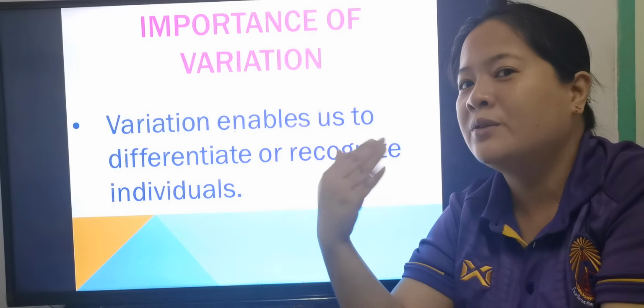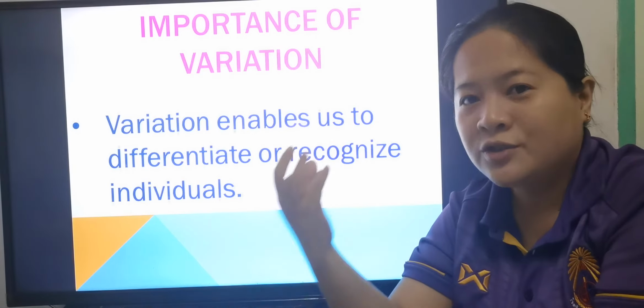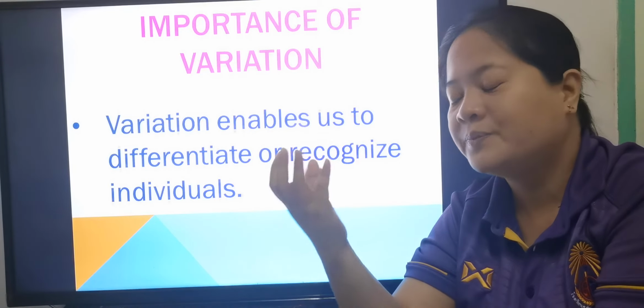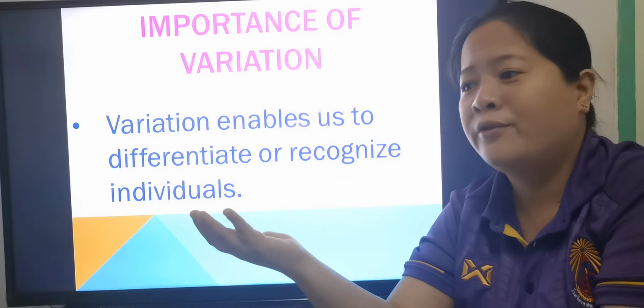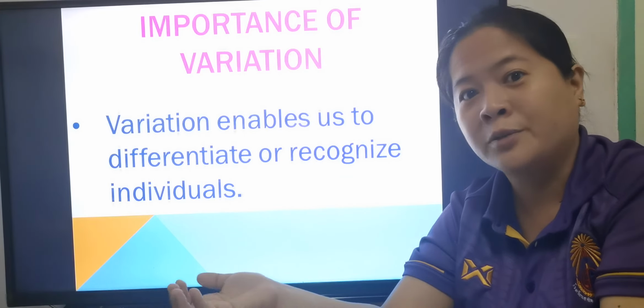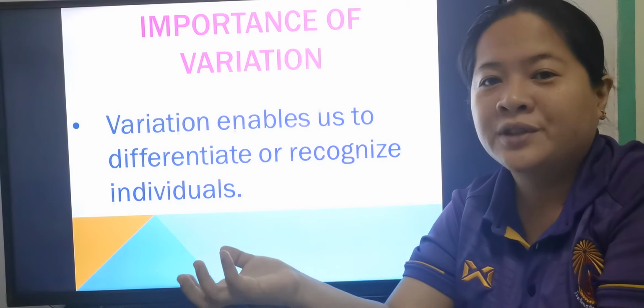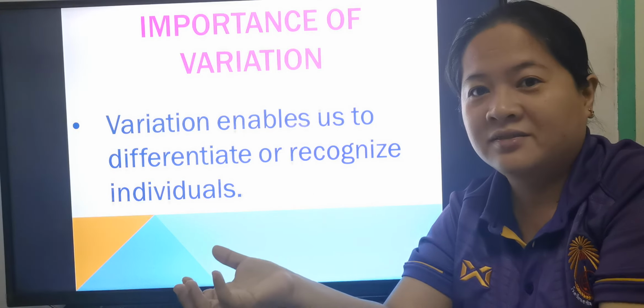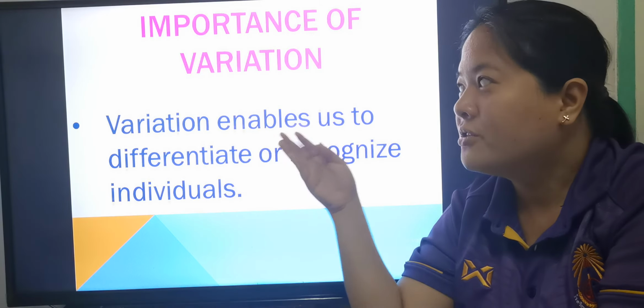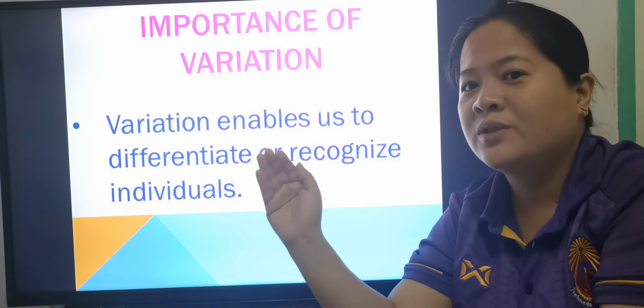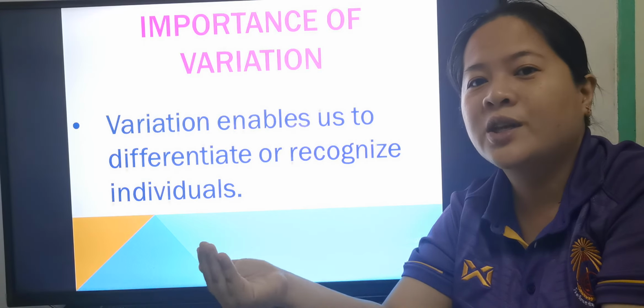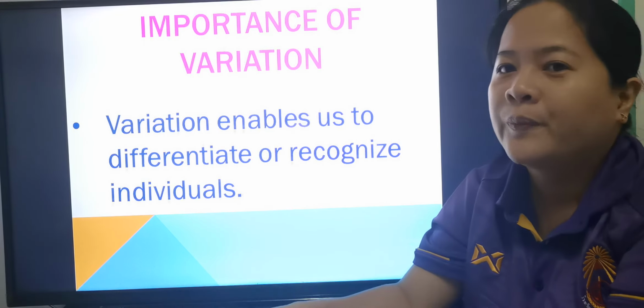Or if we're going to look at plants, then we can choose the best one. We can look at which flower looks more beautiful, which fruit tastes better than the other. So because of variation, we can recognize and differentiate individuals, okay?